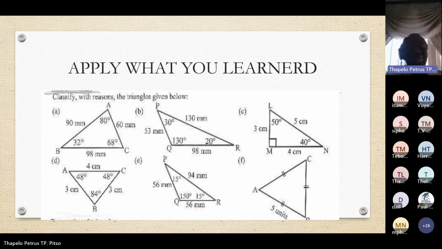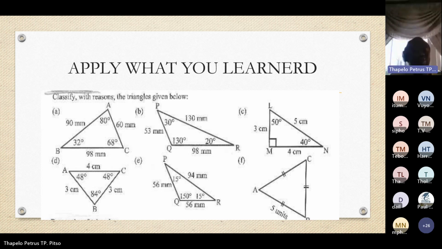Let's look at figure C. What about the sides? No sides are equal, no angles are equal, but the biggest angle is equal to 90 degrees. Therefore, the biggest angle is equal to a right angle. Therefore, that triangle is a right angle triangle.